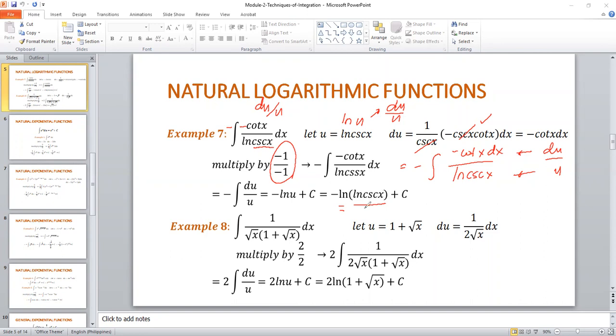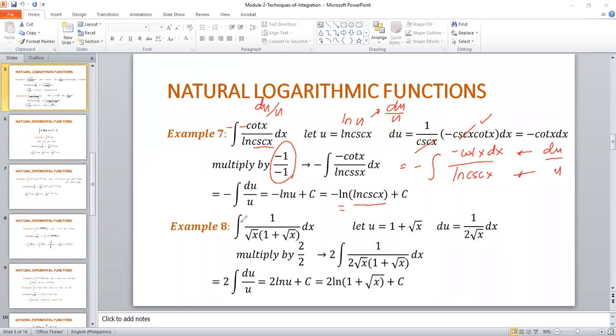Okay? Now, before I go to number 8, do you have any question? Do you follow the process? Or reaction? So I will just proceed, class, if there aren't any reactions, if there are no clarifications, okay?